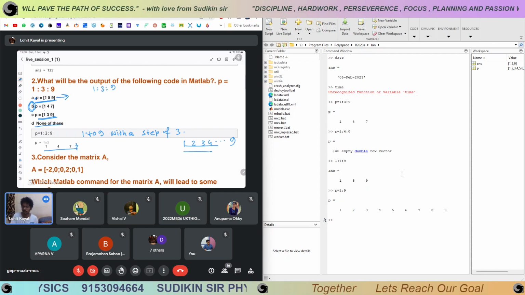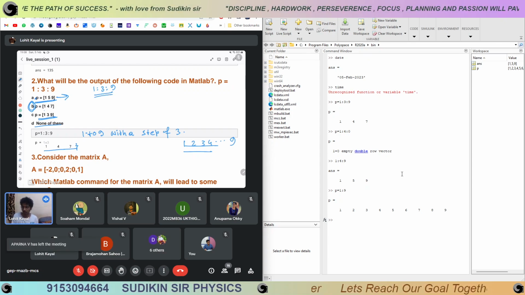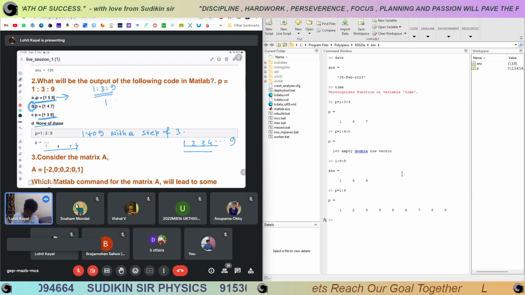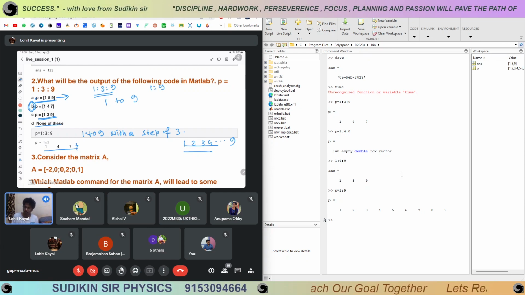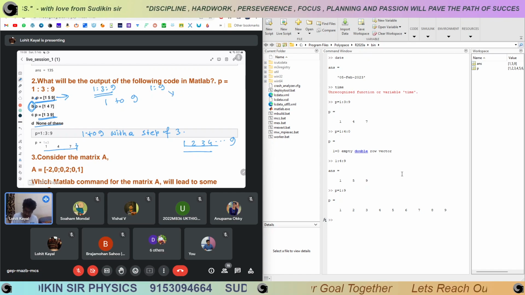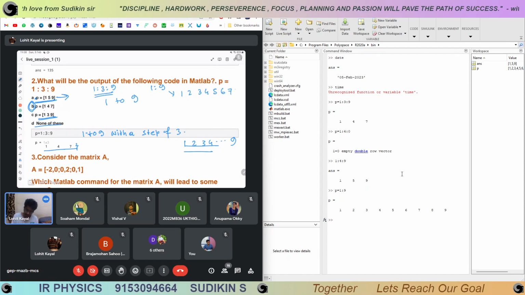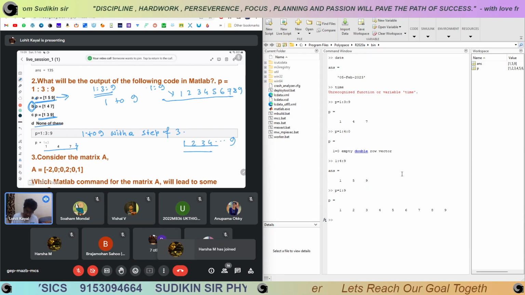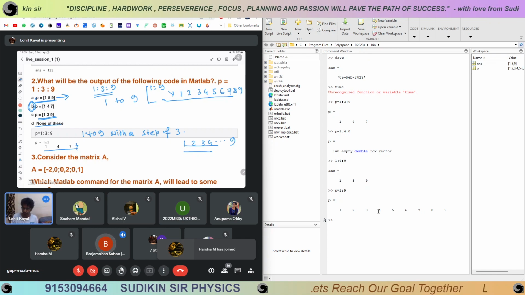So 1:3:9. First, just understanding common language. This is for MATLAB, but for us it will go from 1 to 9. If you just write 1:9, it means that it will go from 1 to 9, and the result will be 1 2 3 4 5 6 7 8 9. Just tell me, have you understood how we are getting this? Yes, sir.